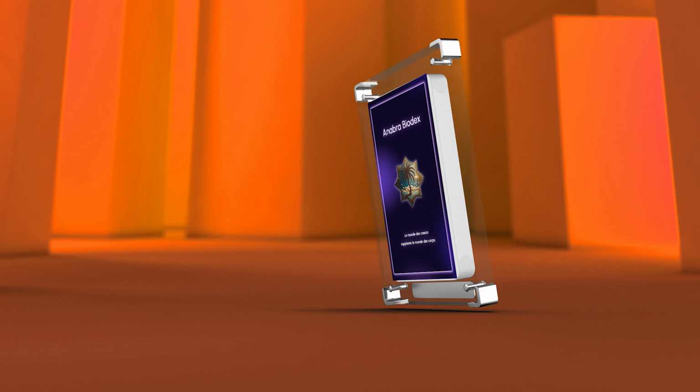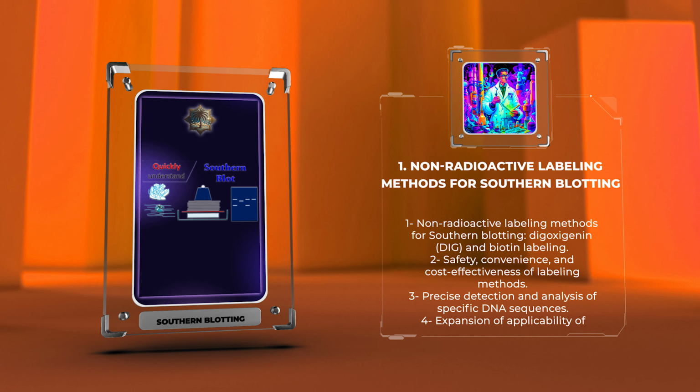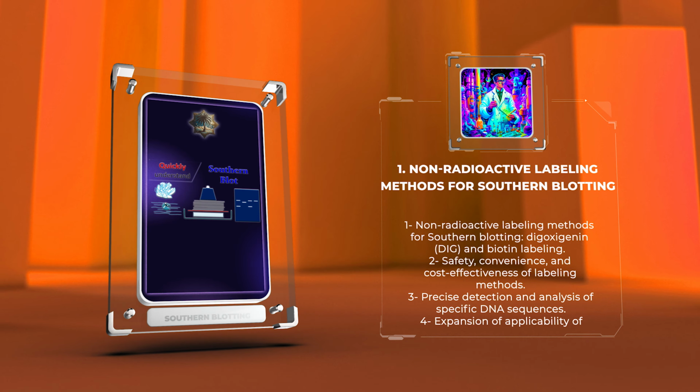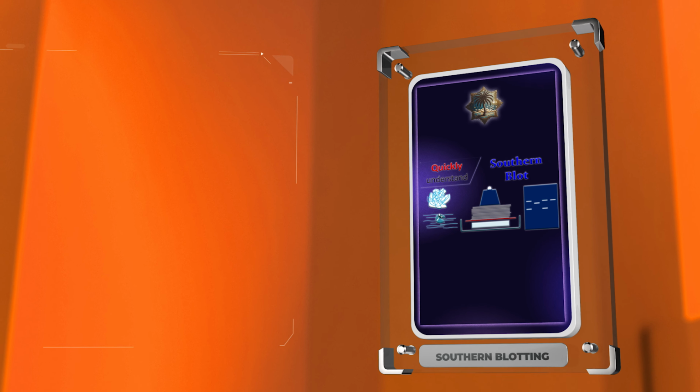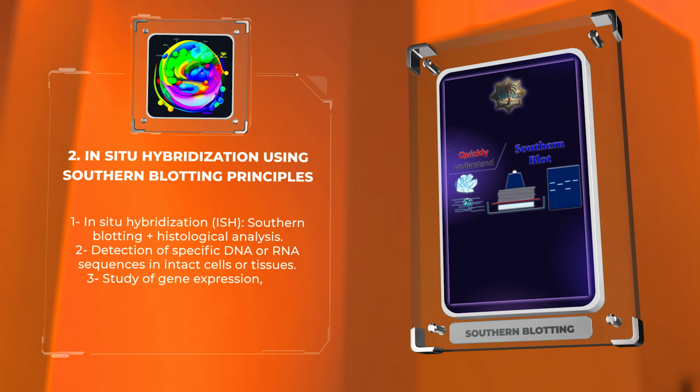Non-radioactive labeling methods for Southern blotting, such as digoxigenin, DIG, and biotin labeling, offer safety, convenience, and cost-effectiveness. These methods allow precise detection and analysis of specific DNA sequences, expanding the applicability of Southern blotting to a wider scientific audience. In situ hybridization, ISH, combines Southern blotting with histological analysis to detect specific DNA or RNA sequences in intact cells or tissues. ISH helps study gene expression, cell types, and genetic abnormalities in diseases, providing valuable insights in various fields.